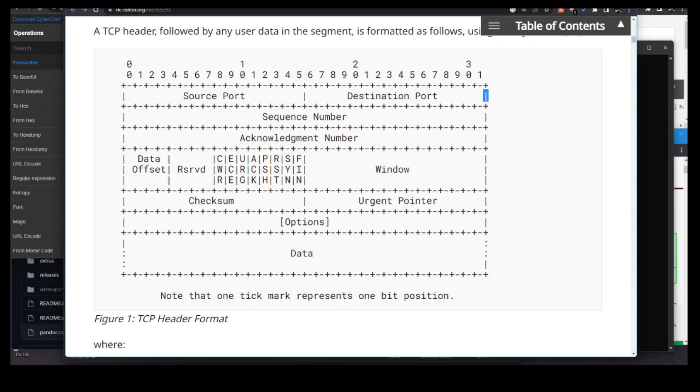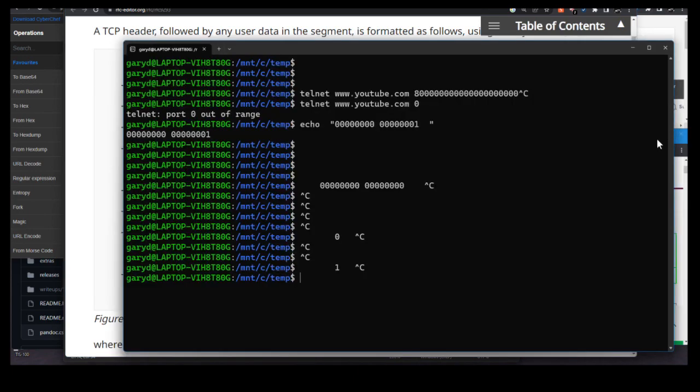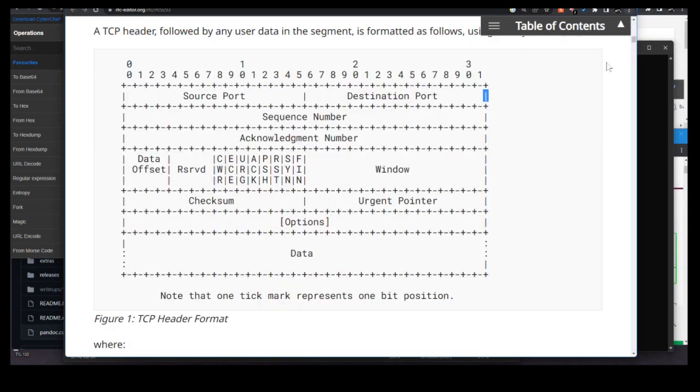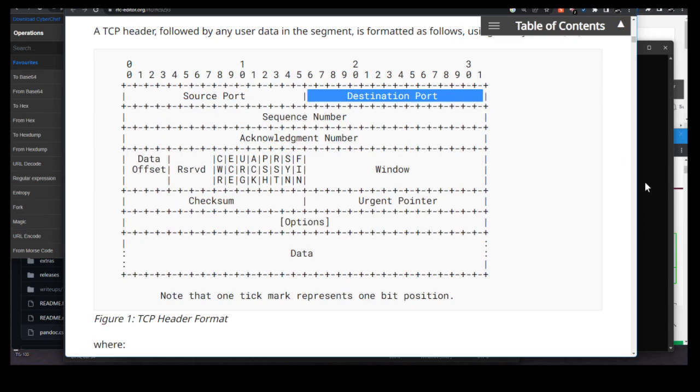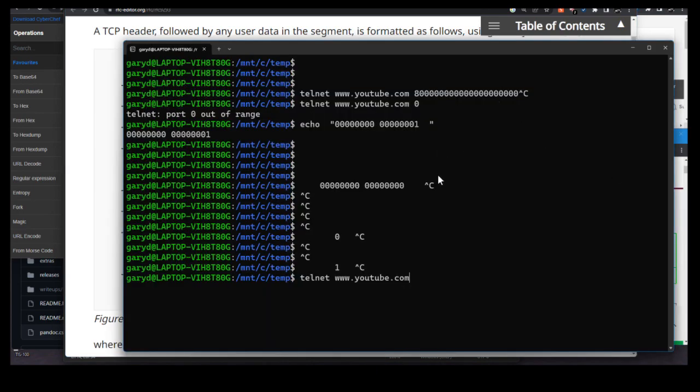So that means the total range of possible ports to which you could connect to youtube.com would be two. There would be a total of two possible ports. You could connect to port zero, and you can connect to port one. That is, if the destination field were but one bit instead of 16 bits as it truly is. But it's 16 bits. So now we have the numbers that we would need in order to calculate how big this number could be, right?